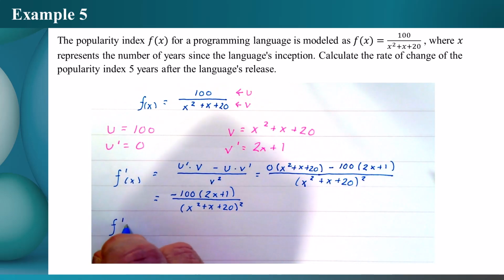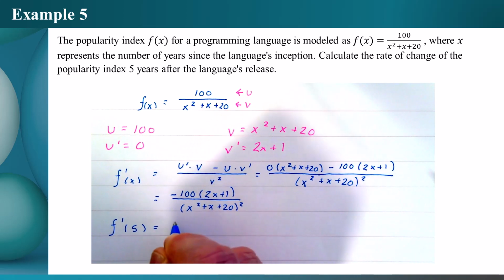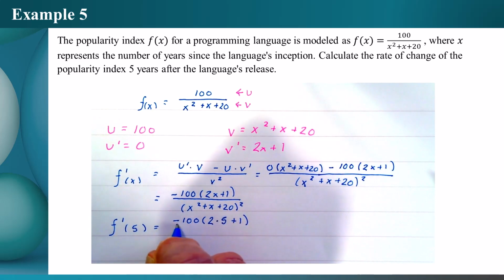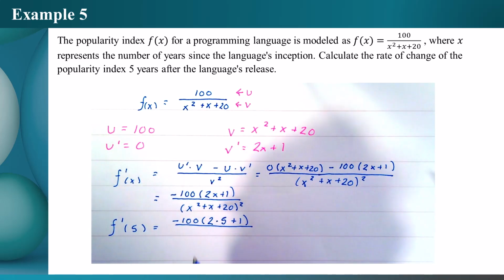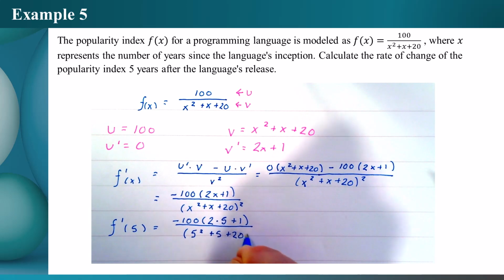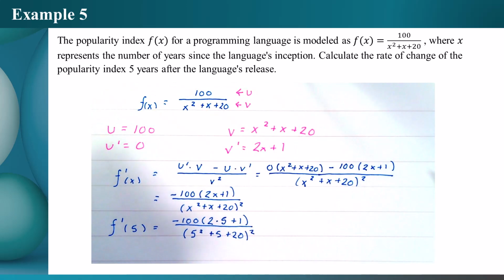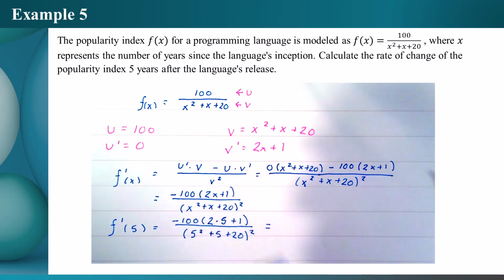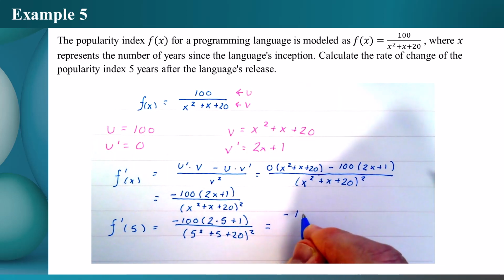F prime of 5 is equal to negative 100 times 2 times 5 plus 1. That's my numerator. And in the denominator, I have 5 squared plus 5 plus 20, all of that squared. Well, let's see. In the numerator, it looks like that's going to give me 2 times 5 is 10, plus 1 gives me 11. Multiply it by negative 100. That gives me a negative 1100.